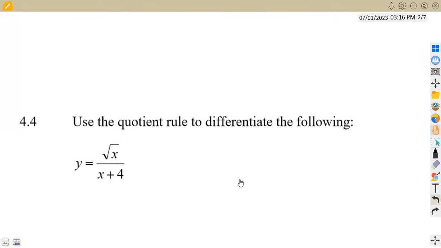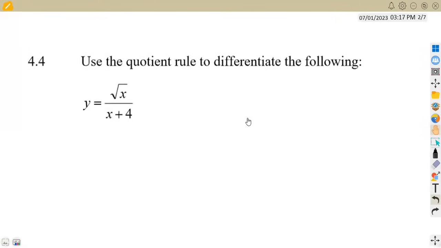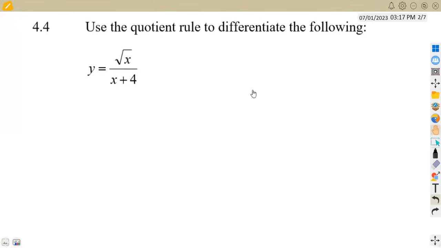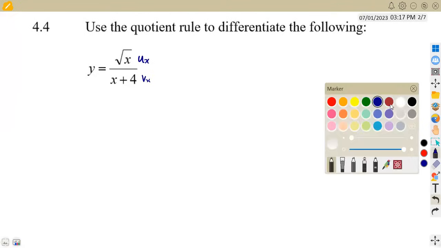All right, so there are so many questions that you can have which need us to apply the quotient rule, like this other part. Question number 4.4, use the quotient rule to differentiate the following. Given y is equal to the square root of x over x plus 4. So we saw from our formula, what we need is to have u(x) and v(x). This is a fraction, so we are going to have this as our u(x) and this as our v(x). So we can just write aside these terms.